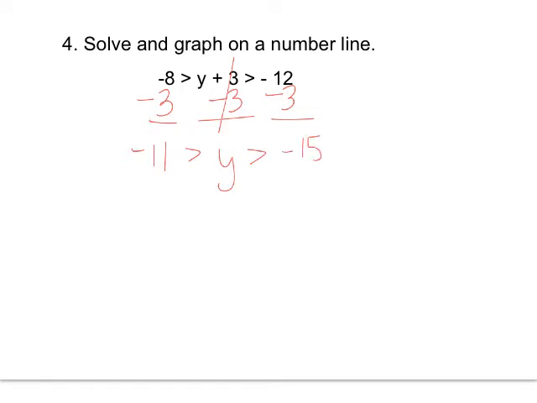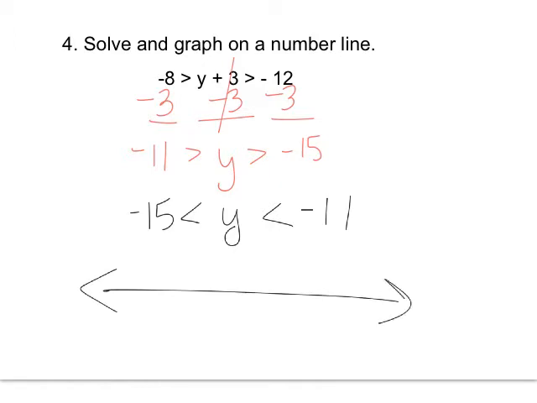Now this time, you should notice that instead of having less than symbols, we have negative 11 is greater than y, and y is greater than negative 15. A lot of times we really like to see this with less than symbols, so if I were to turn this around, I would put the negative 15 first, the y still goes in the middle, and the negative 11 goes on the right. This says negative 15 is less than y, and y is less than negative 11. Your problem on your paper is going to be real similar to that.